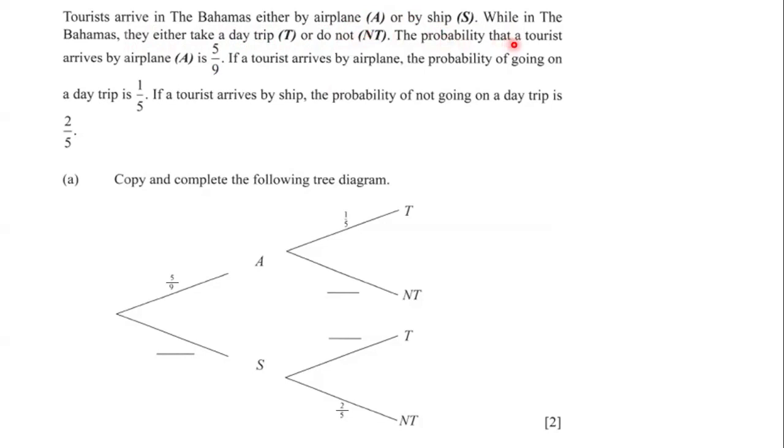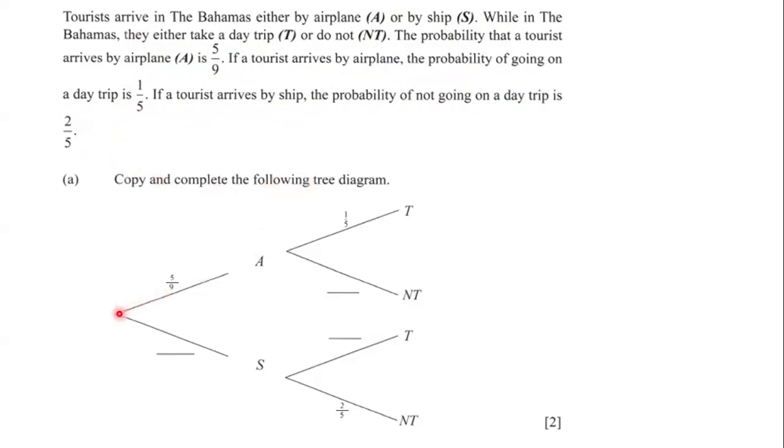The probability that a tourist arrives by airplane, A, is 5 over 9. If a tourist arrives by airplane, the probability of going on a day trip is 1 over 5. If a tourist arrives by ship, the probability of not going on a day trip is 2 over 5. Copy and complete the following tree diagram.